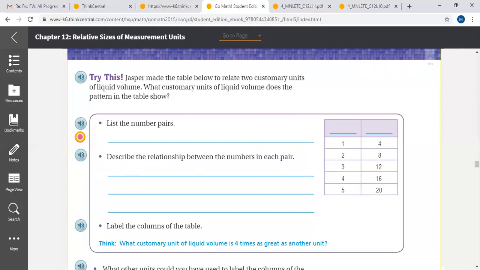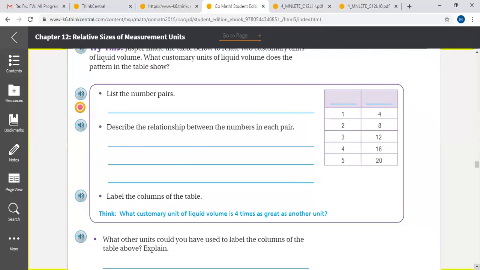The second question, describe the relationship between the numbers in each pair. Here we can write the second number in each pair is 4 times as great as the first number in each pair. Now label the columns of the table. We can write that here this is gallons and this is quarts. Gallons and quarts. Why? Because 1 gallon equals 4 quarts.